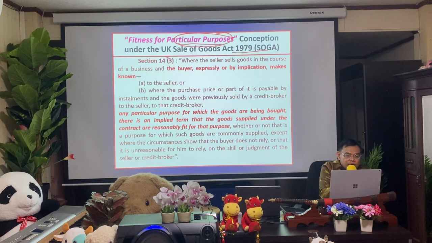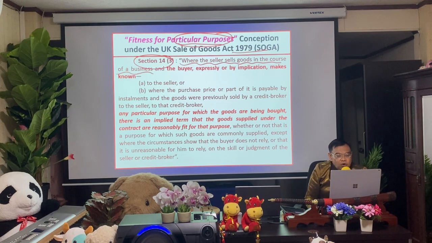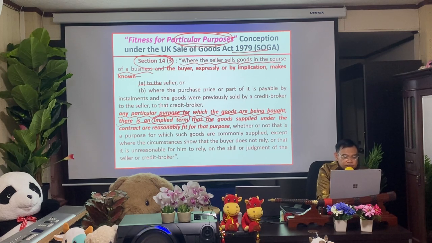If you look at section 14.3, it provides as follows: where the seller sells goods in the course of a business, and the buyer expressly or by implication makes known to the seller any particular purpose for which the goods are being bought, then there is an implied term that the goods supplied under the contract are reasonably fit for that purpose. That purpose means the particular purpose.